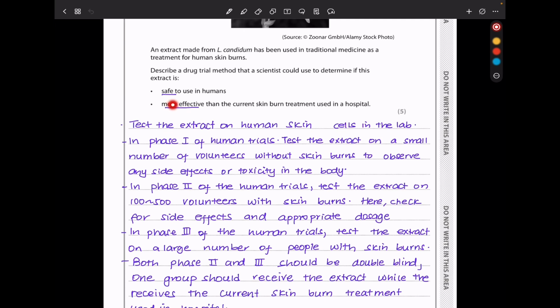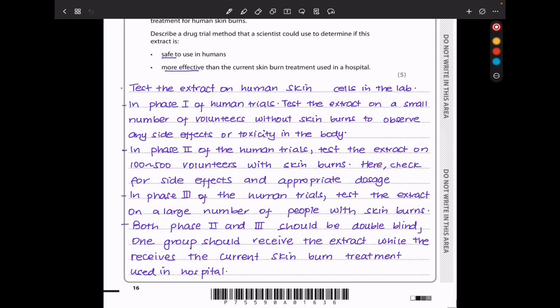So here they have to do a double-blind trial with the medicine as well as the current available skin burn treatment. And again, clinical trials, we have phase 1, phase 2, and phase 3, as I wrote here. So I say test the extract on human skin cells in the lab, and then you carry out phase 1 of human trials. You test the extract on a small number of volunteers without skin burns to observe any side effects or toxicity in the body.